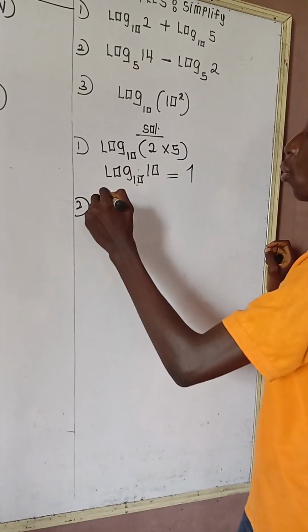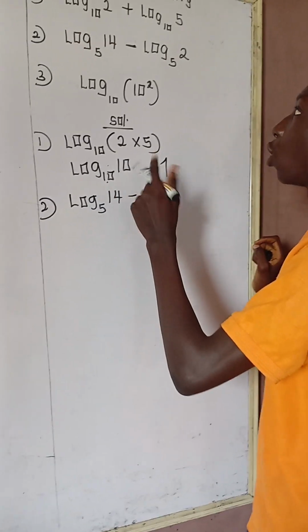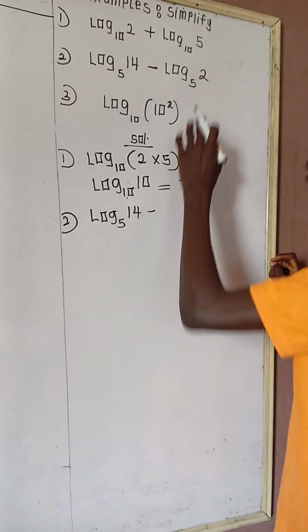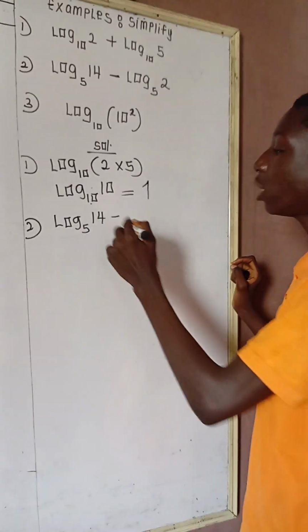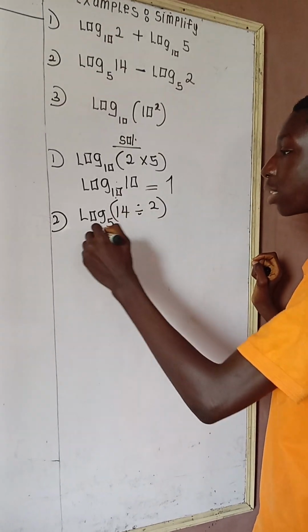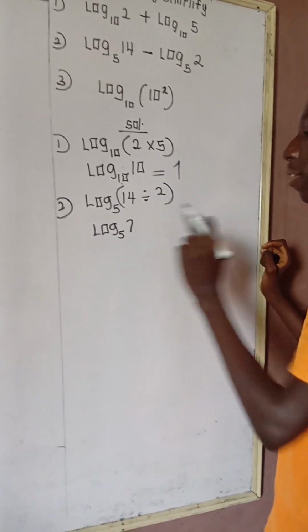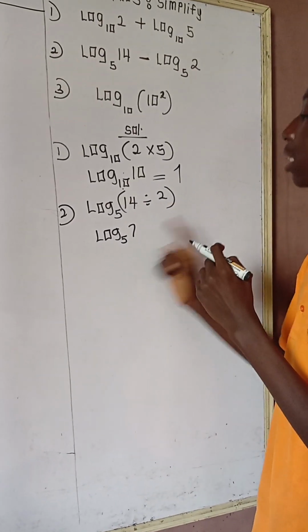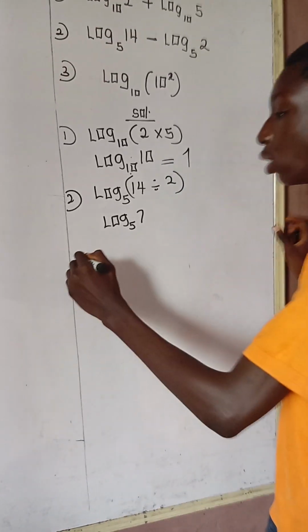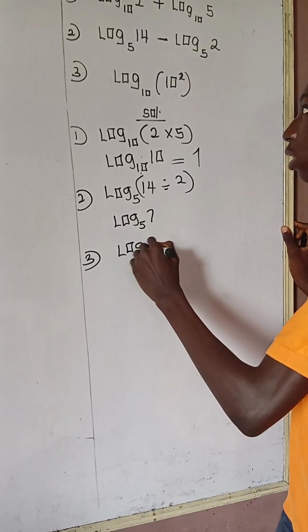Let's go to 2. We have log 14 base 5 minus log 2 base 5. To actually do that, we know you just divide. So divide this particular stuff, and we'll be having log 7 base 5. Don't forget 14 divided by 2 is equal to 7. Now, this next one is a bit tricky, but don't worry, it's alright.